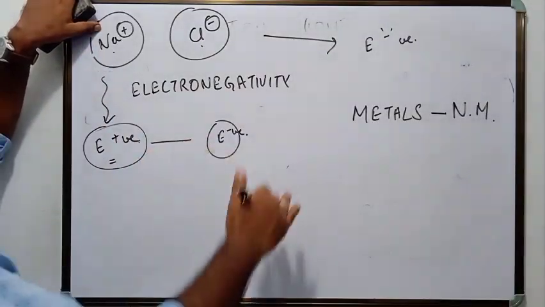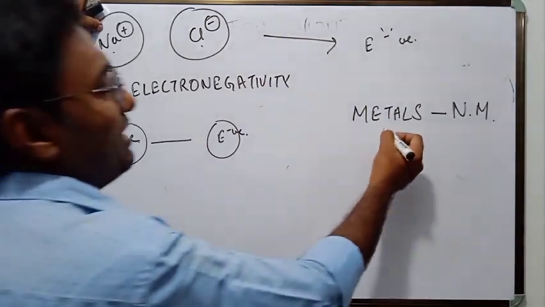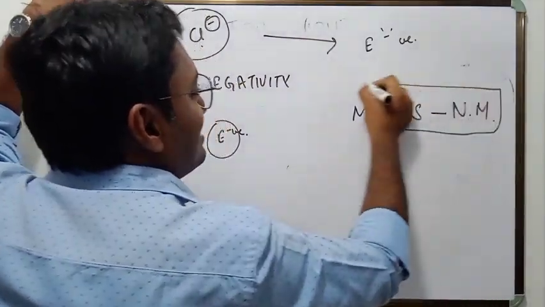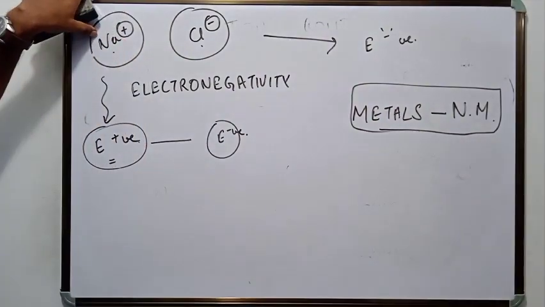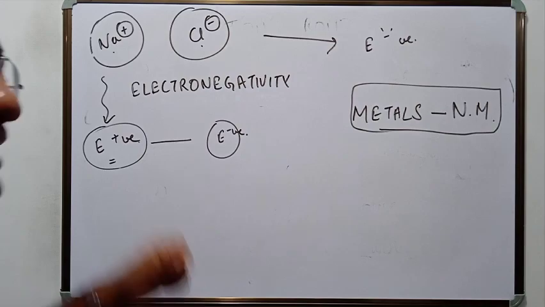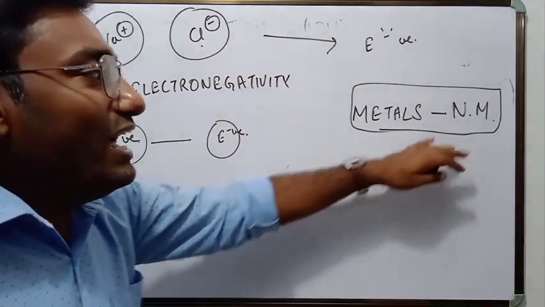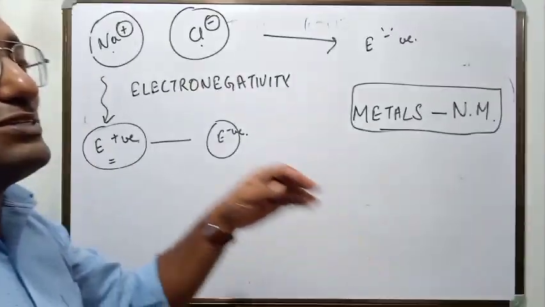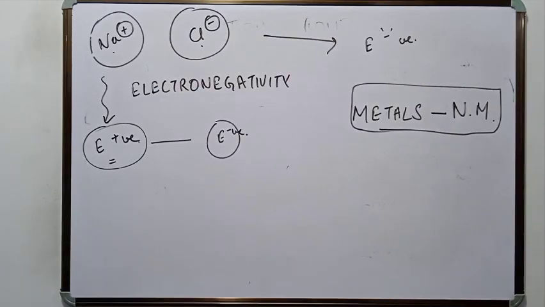So this kind of bond is shown by metals with non-metals, because metals are sufficiently electropositive. They are the highest electropositive. They are electropositive in nature, and non-metals are electronegative in nature. So it's a bond between metals and non-metals.